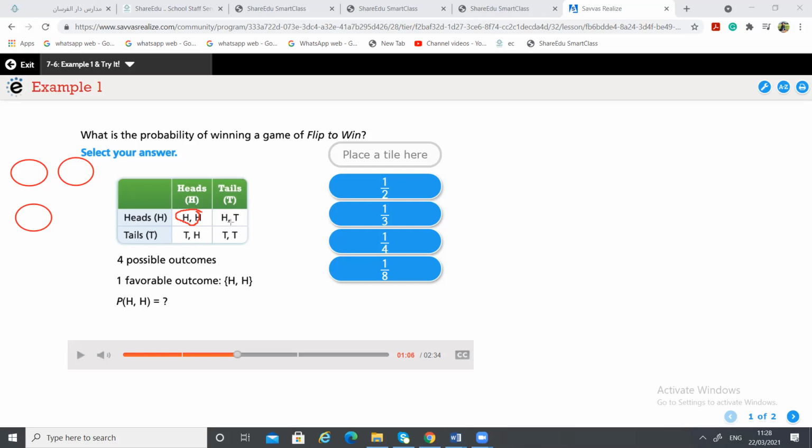Now they are saying, whenever you get 2 heads together, that is the time you win. So what is the chance of getting head and head? There is only 1 chance of getting head and head. So it's 1 out of 4. So my answer is 1 out of 4, that is 1 over 4. Now, did you get it?